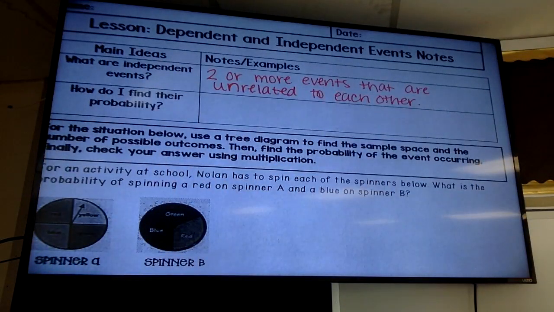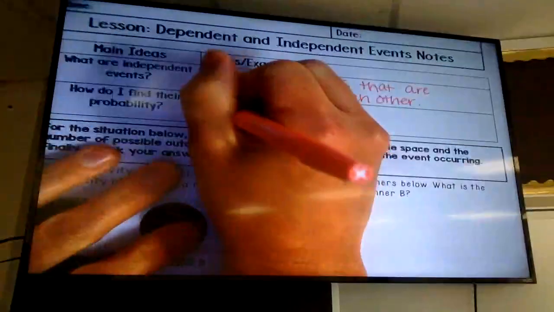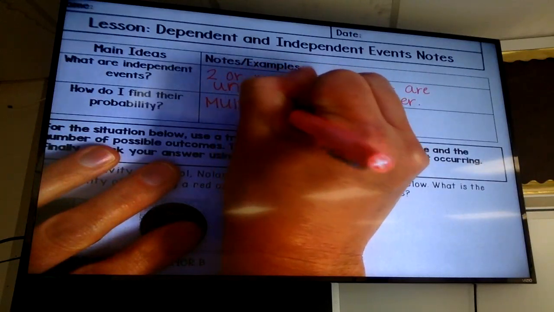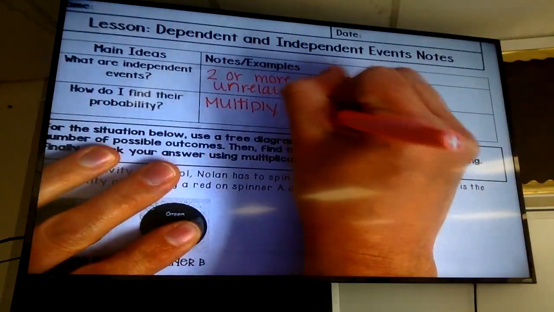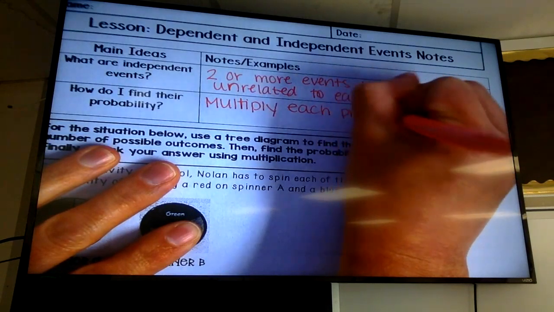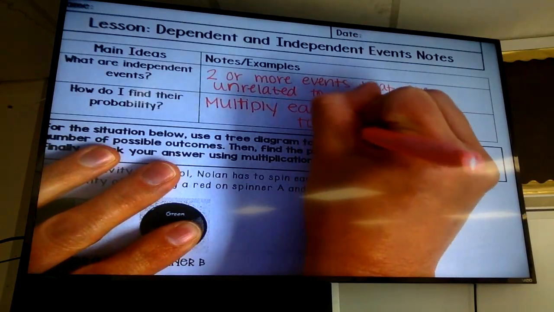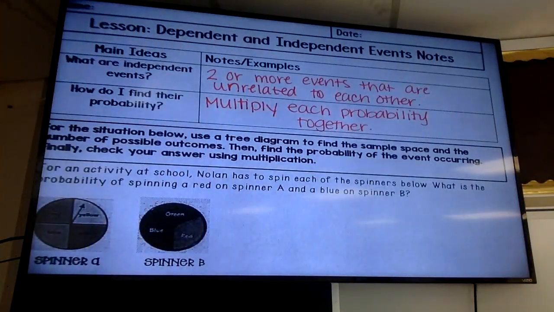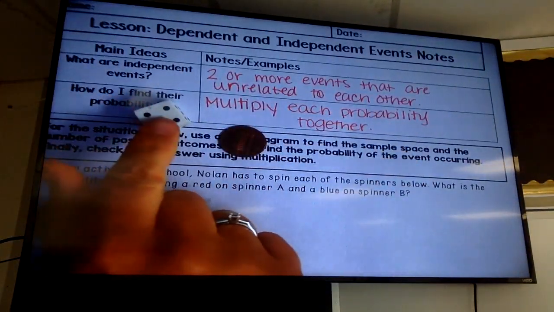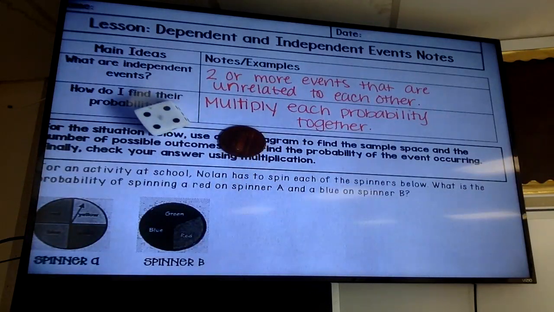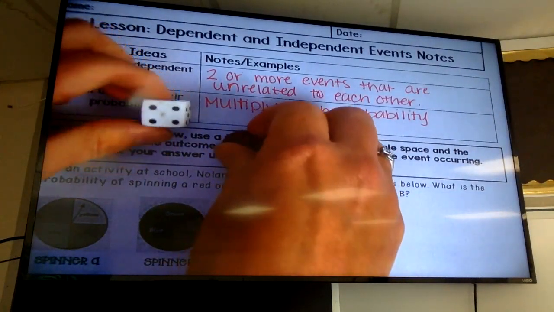And how do I find their probability? Well, I multiply each probability together. So if I was trying to find the probability of rolling a 4 and flipping a tails, I would say rolling a 4 is 1 out of 6, and flipping a tails is 1/2, or 1 out of 2, and I would multiply those together to get the answer of 1/12.